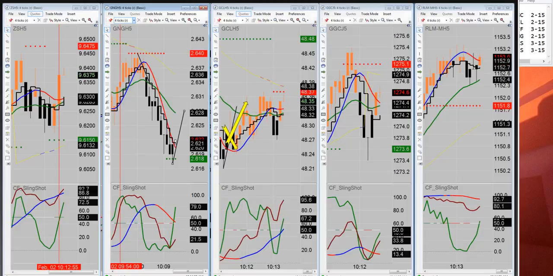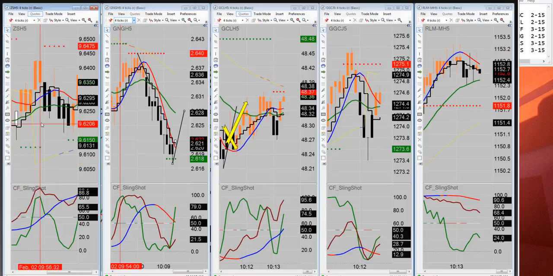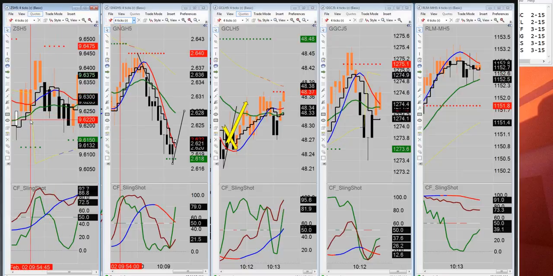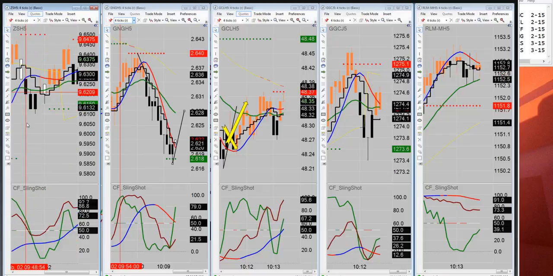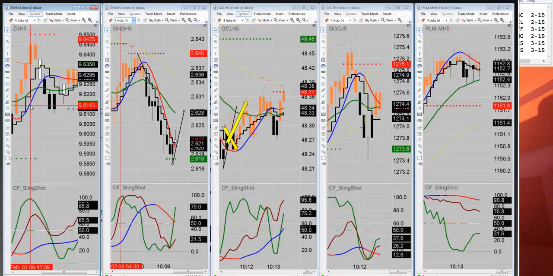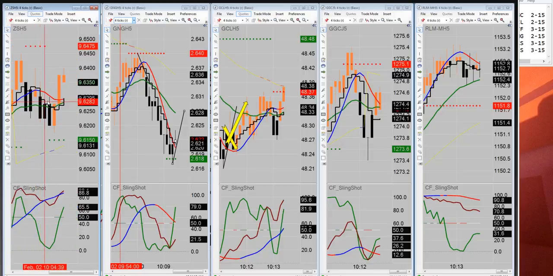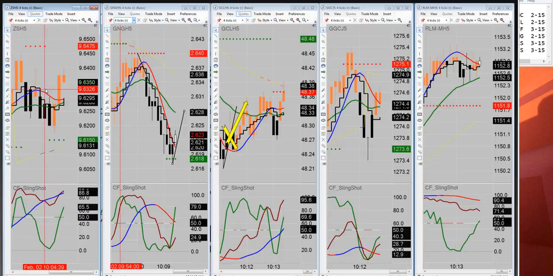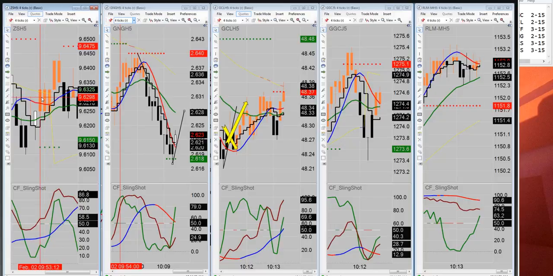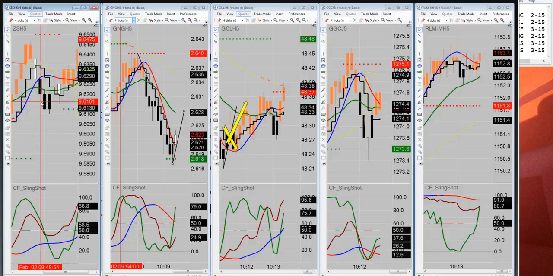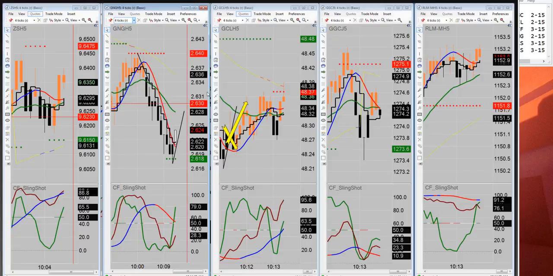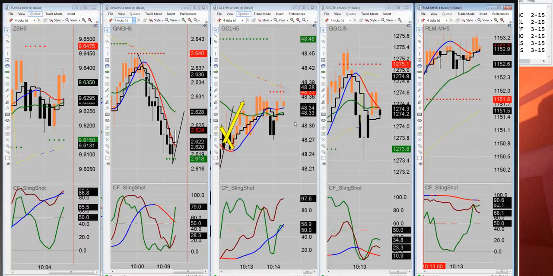Black step line crossing under beans MA1 invalidated any longs. It's not the black step line crossing under the MA1, Russia. It's the black step line crossing under the BBC. Okay, the thing that stopped me from going long over here on the soybeans was that it's not trending. That's the thing that stopped me.